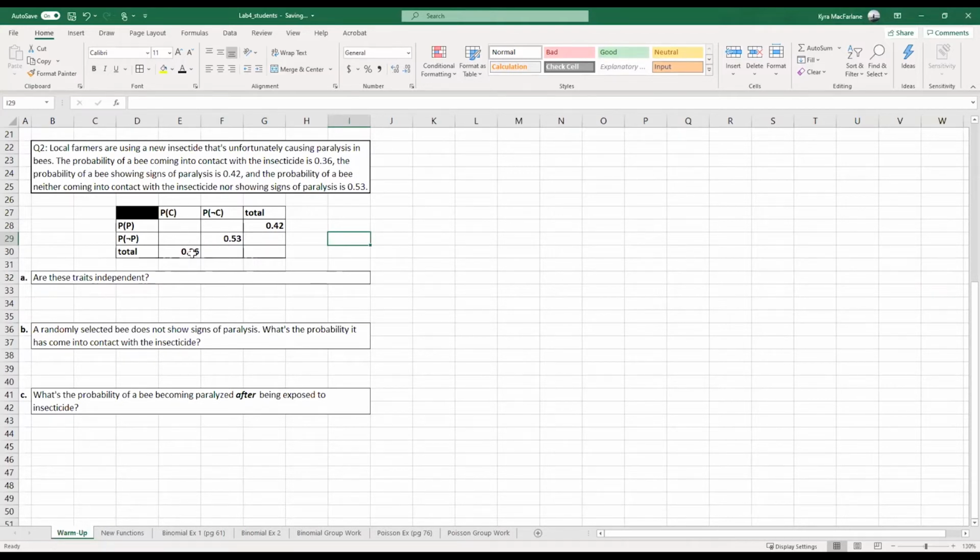If the probability of coming into contact is 0.36, the probability of not coming into contact is 1 minus that, the complement. We can do the same thing for paralysis: 1 minus the probability of paralysis gives the probability of not having paralysis. And we see immediately that we can't use the multiplicative rule of probability. Therefore, no, the traits are not independent, because the probability of not P and not C does not equal the probability of not P times the probability of not C.